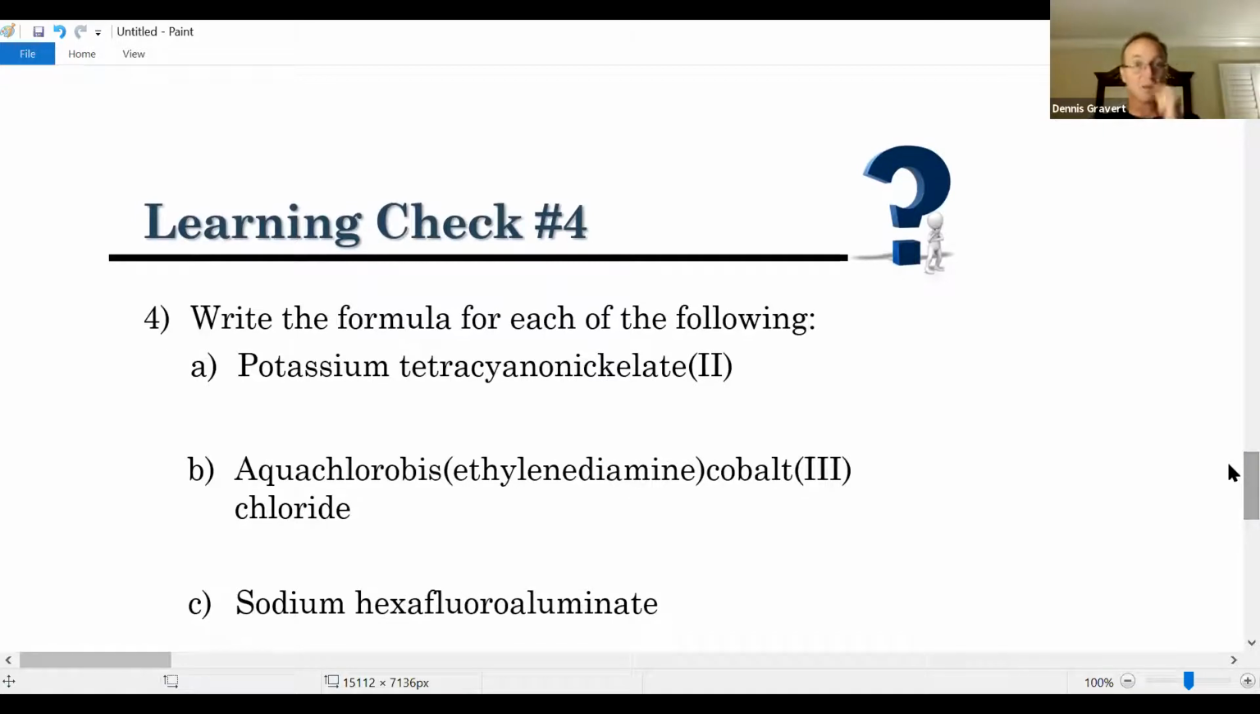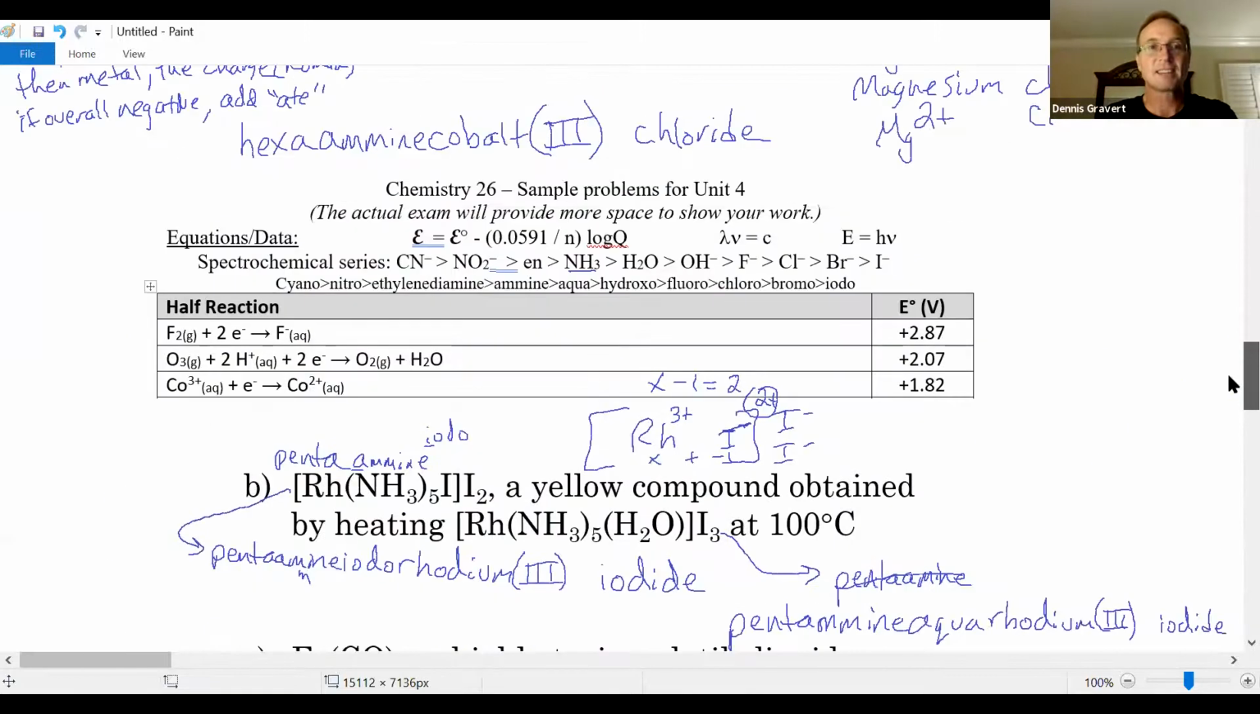Let's go the other way. We got the name. Let's crank out the formula. Now in the formula, the metal goes first. Well, maybe not. We got potassium. What's the charge on potassium? It's a +1. Use the periodic table. Tetracyano. Okay, so the cyano group is right at the start. Well, not on yours. You'll have the carbonyl group first and then cyano, but CN minus.